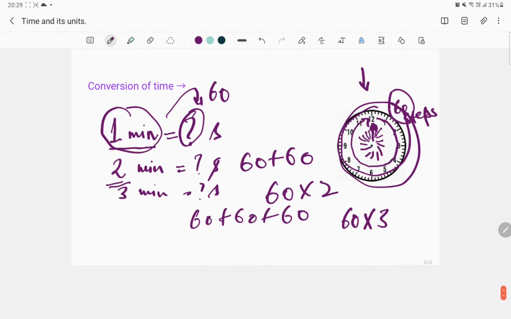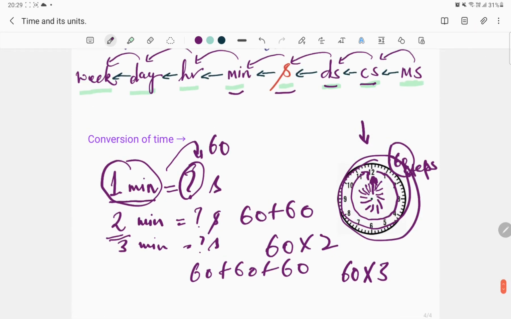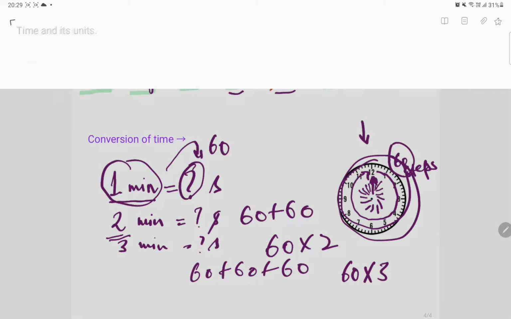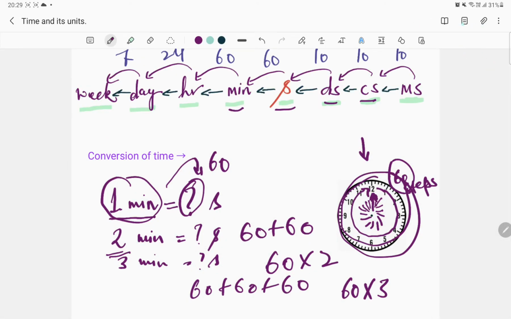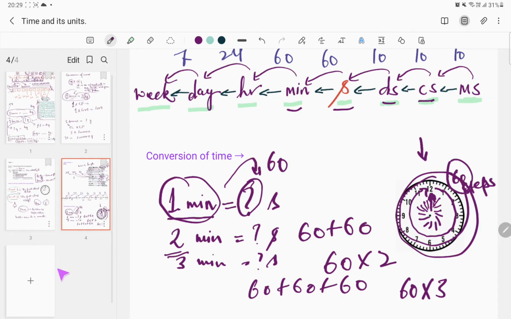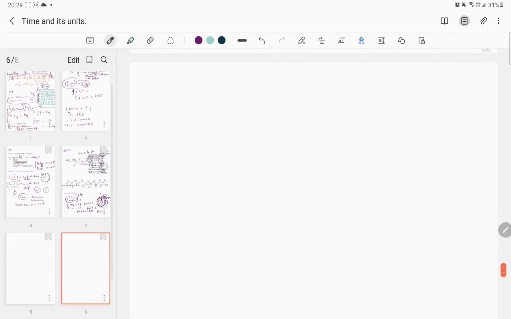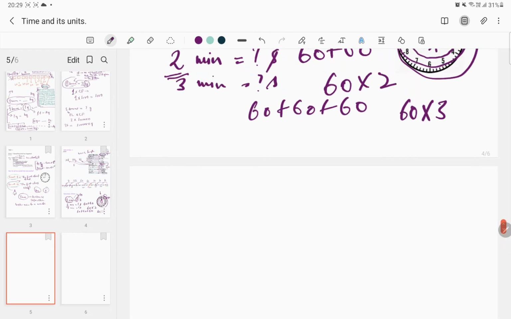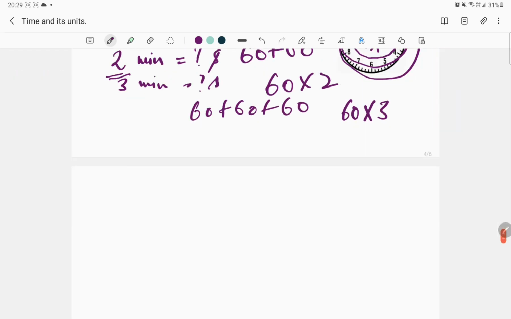Right, now what if I ask you, let me add a couple of more pages to this. Let me add a few pages and bring this down. Let's add a few pages here. All right, let me add 2 or 3 more pages, and then we can continue. All right, so here we are.